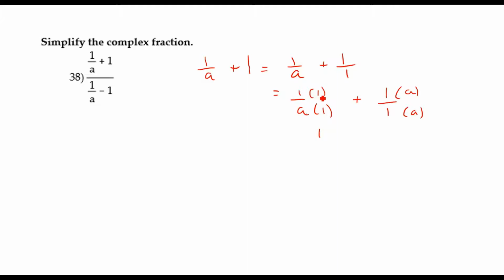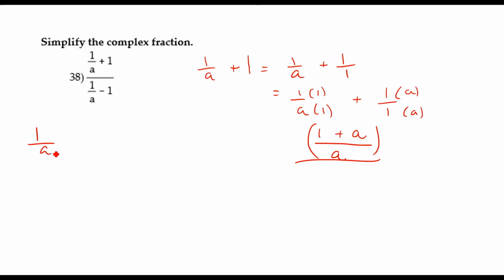And then we have 1 times a, which is a. And then our denominator is just going to be the product that we get from doing the denominator once. So that's going to be a. Okay, so that's going to be the top of the fraction. Now we're going to do the same thing for the bottom of the fraction.